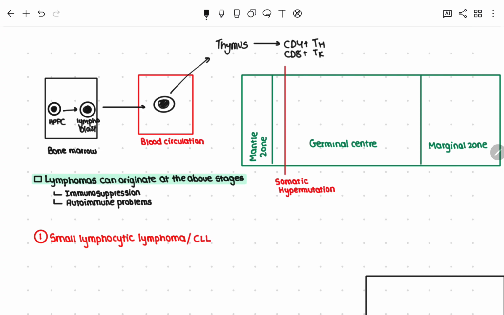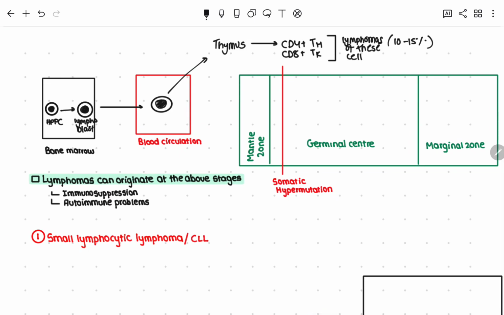And as far as the lymphomas are concerned with respect to T cells, they're relatively rare in nature. Lymphomas of these cells account for only about 10 to 15% of all of the non-Hodgkin's lymphomas. So you can have something that is a T cell non-Hodgkin's lymphoma. B cells, however, account for about 85 to 90%. So that's going to be more what we're going to be discussing in this video in general.